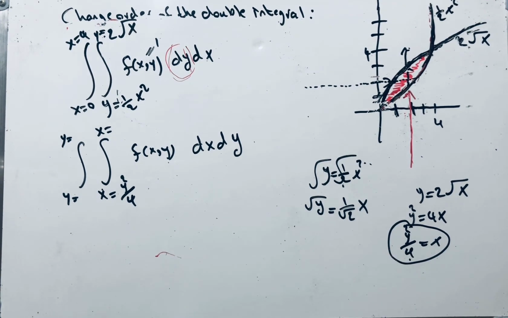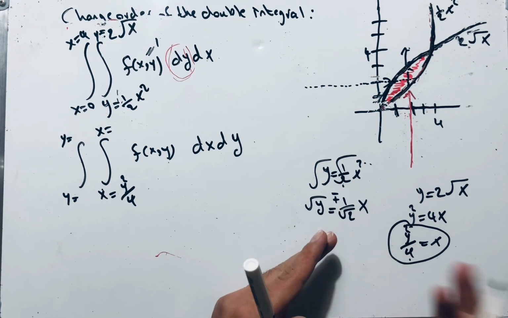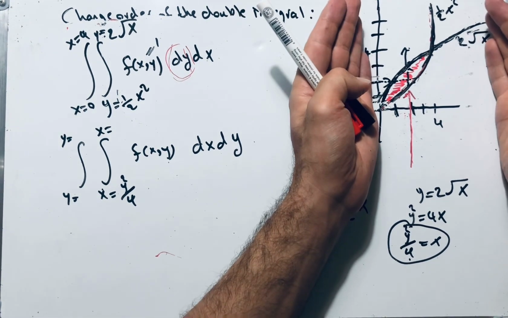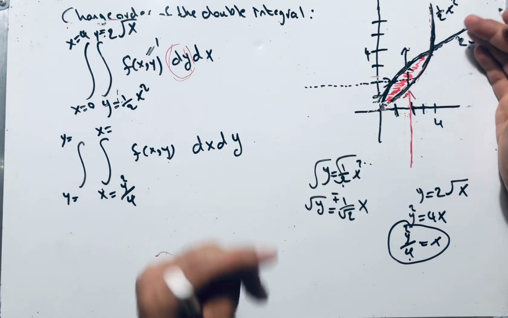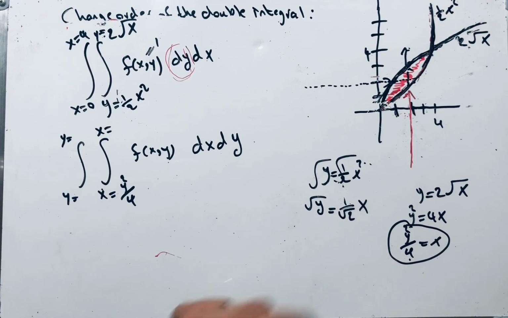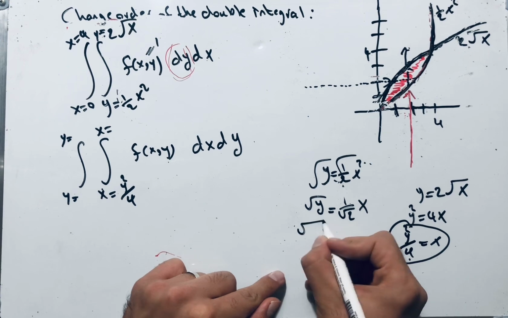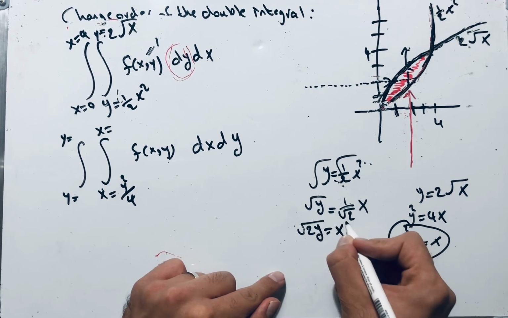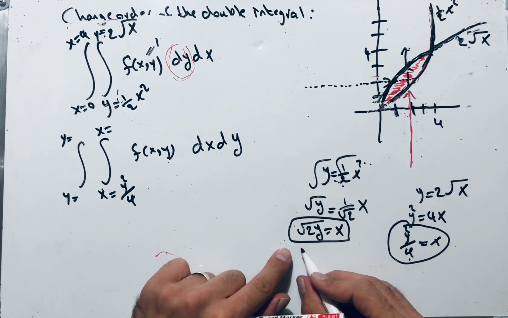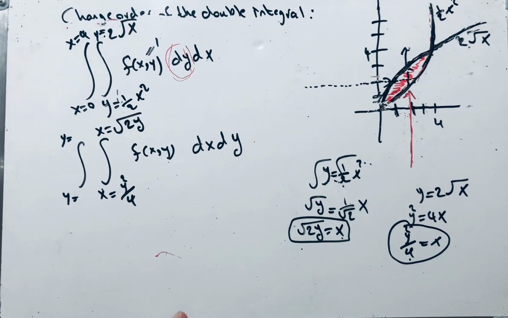Now you might be asking yourself, do I get a plus or a minus here? Well, we're dealing with the right side of the x-axis, so obviously it's positive, the positive part of this. Now just multiply both sides by the square root of 2, so you get this nice equation: x is equal to the square root of 2y. So we're going to be leaving through that curve that we just found.